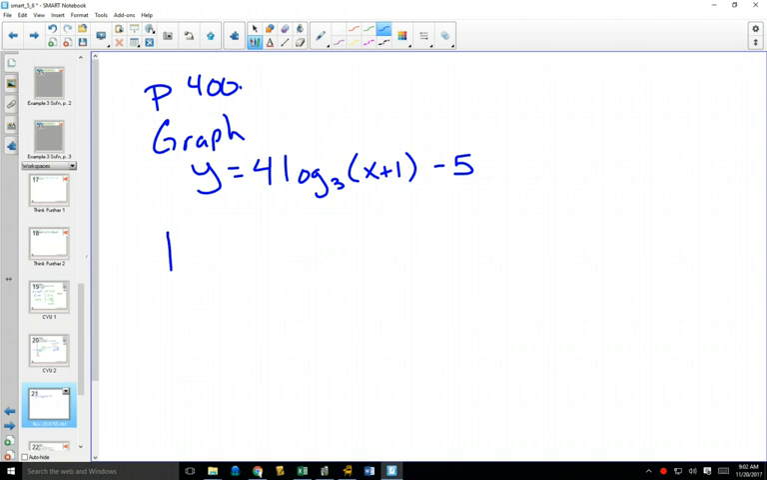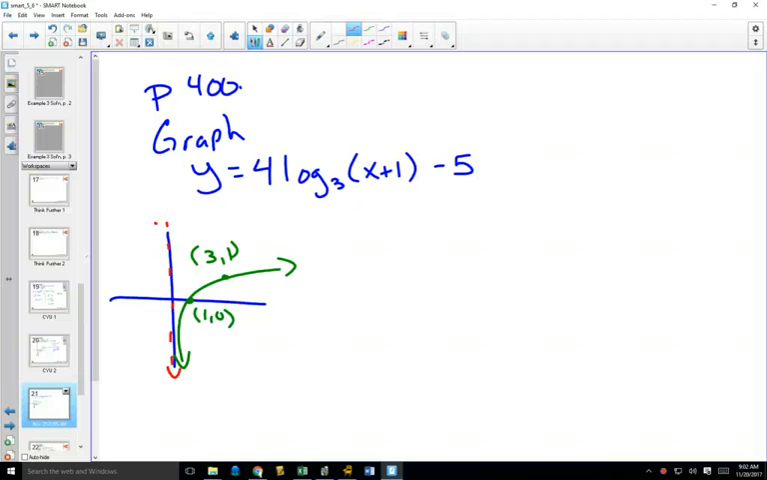Did you guys off to the side start with your parent graph? Your parent graph has (1, 0), and because the base is 3, it has (3, 1). It has an asymptote at x equals 0. Then if you take those points, (1, 0), (3, 1), and your asymptote at x equals 0, and you look at your transformations from left to right, okay?